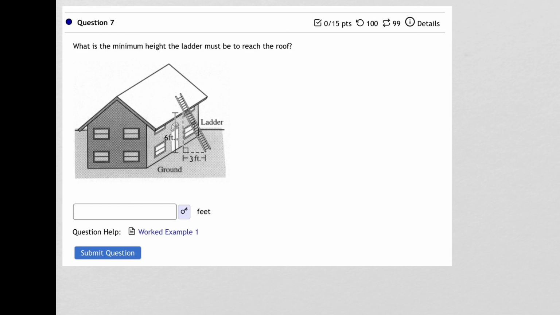They say height, but they really mean the length of the ladder to reach the roof. So if we draw this out, right? Let me draw this as, first of all, a right triangle. And we know that this length is 3 feet. This length is 6 feet. And we're looking for the minimum length, so basically from here to here, right? Because it has to at least touch the roof here. So basically we're looking for this hypotenuse, which I'll just call c again. So let me call this leg a, this leg b, and we're looking for c.